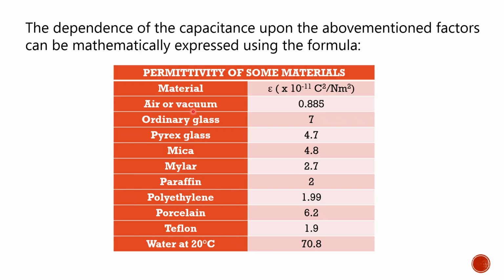Here are some examples with permittivity. It's times 10 to the power of negative 11. So if you're going to use, for example, air or vacuum, you need to put times 10 to the power of negative 11. The unit is the reciprocal of the Coulomb's law constant unit, so it's coulomb squared per newton meter squared.